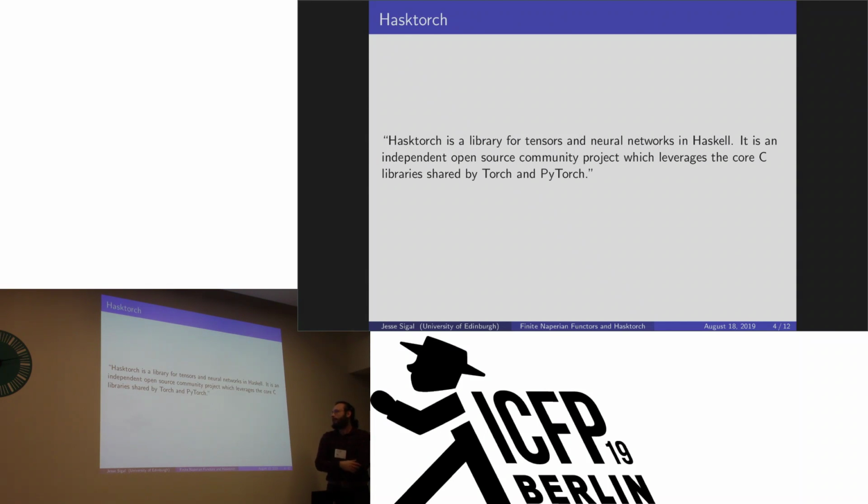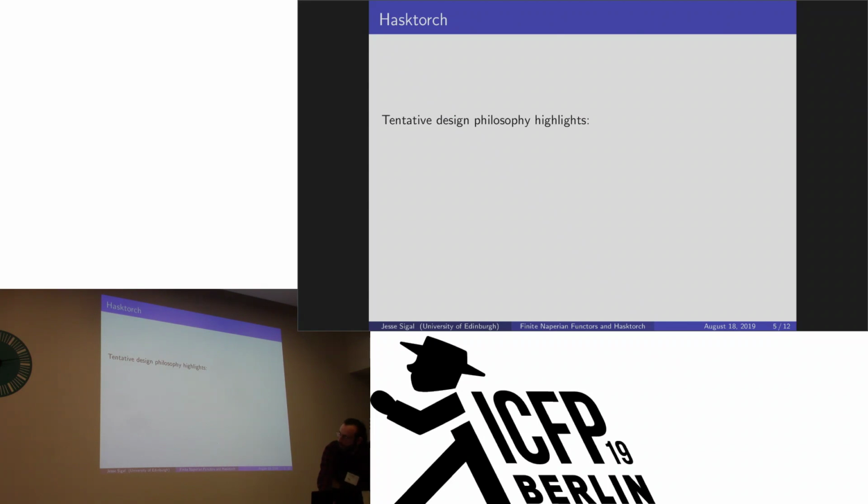So firstly, Hasktorch is a library for tensors and neural networks, and it leverages the fast backend bits of PyTorch, which are written in C and C++. And today I'm just going to focus on the tensor aspect of it, so just the multidimensional array aspect of Hasktorch is where my work is relevant.